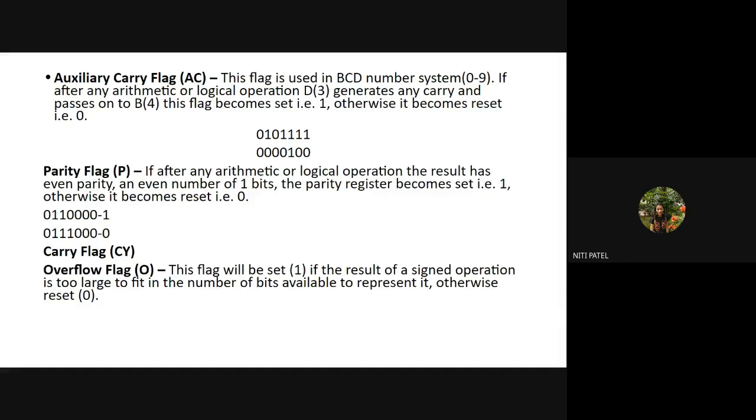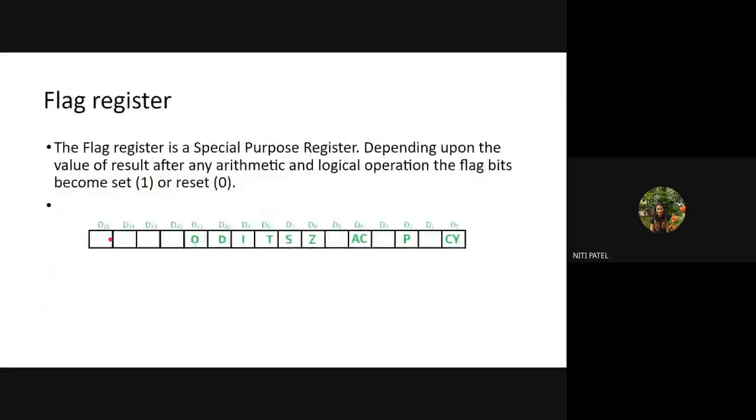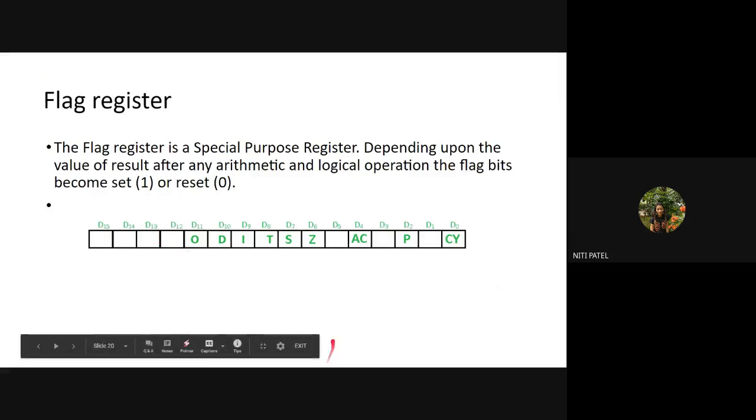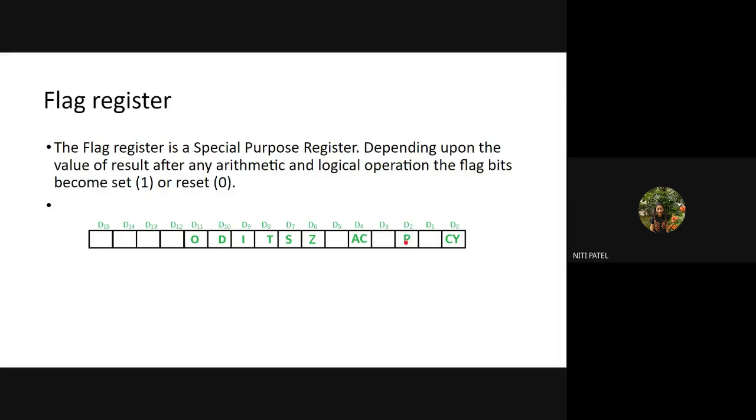Come to parity now. What did I say? Even parity 1, odd parity 0. So can you see this is the result? How many ones are there? Number of ones is 2. Is 2 even or odd? It is even. So I will set it to 1. How many ones do I have over here? 3. Is it even or odd? Odd. So I will set it to 0. So if my result has even parity, I will set D2 as 1. But if it has odd parity, I will set D2 as 0. Is this clear?